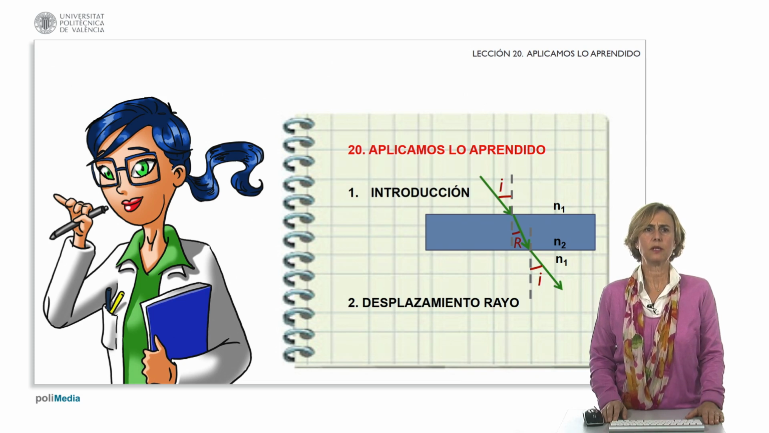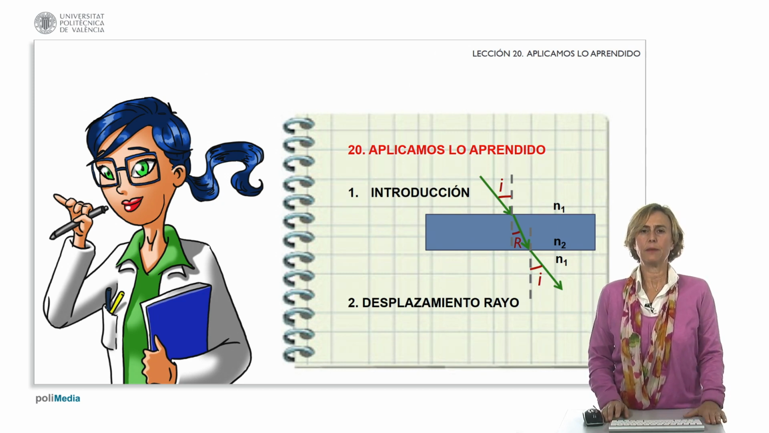Well, what have we seen throughout this lesson? We've done a little introduction, seeing that when we have a flat parallel sheet, the angle of incidence in the first interface and the refracted angle in the second are equal. In other words, the beam only undergoes a small displacement. And finally, we have calculated the displacement experienced by the beam.